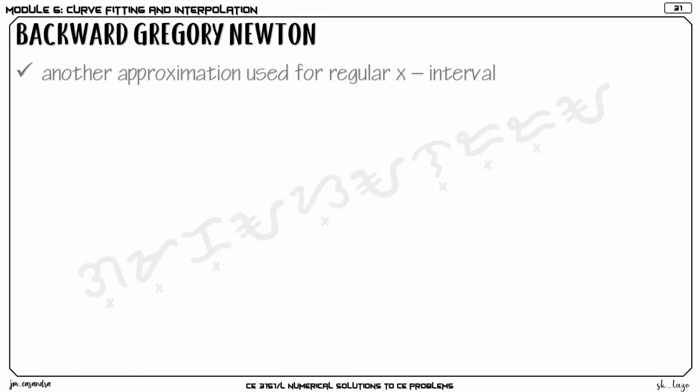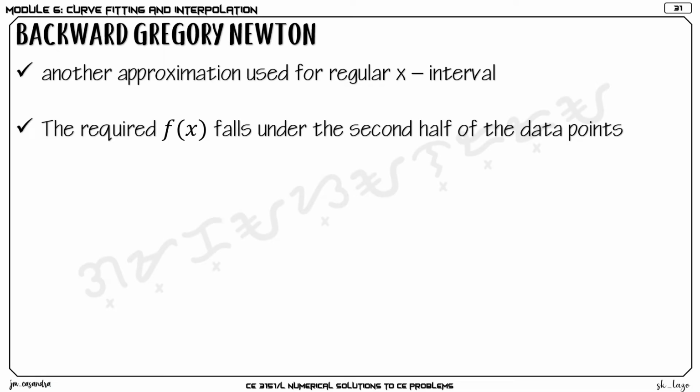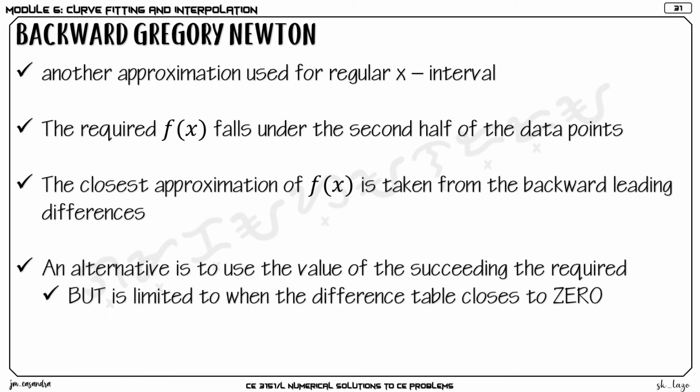The backward Gregory-Newton is another approximation that uses regular x interval. The required function of x would now fall on the second half of the data points, unlike for the forward Gregory-Newton method. The closest approximation for the function of x would now be taken from the backward leading differences.